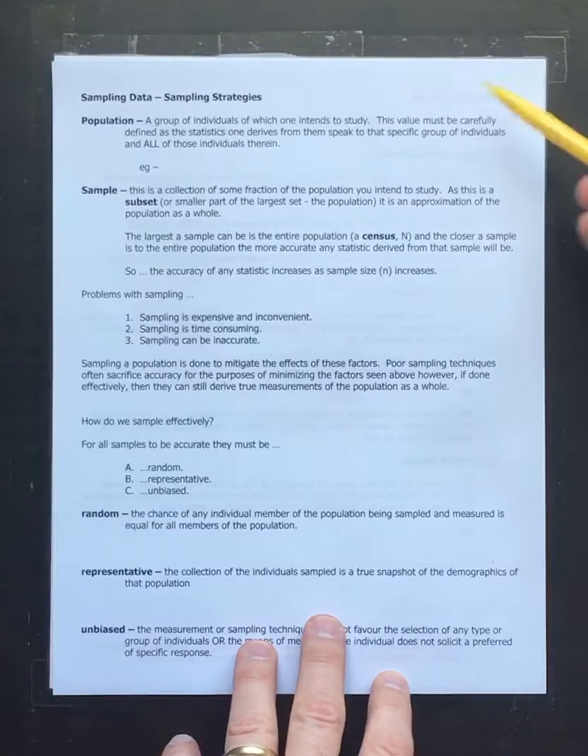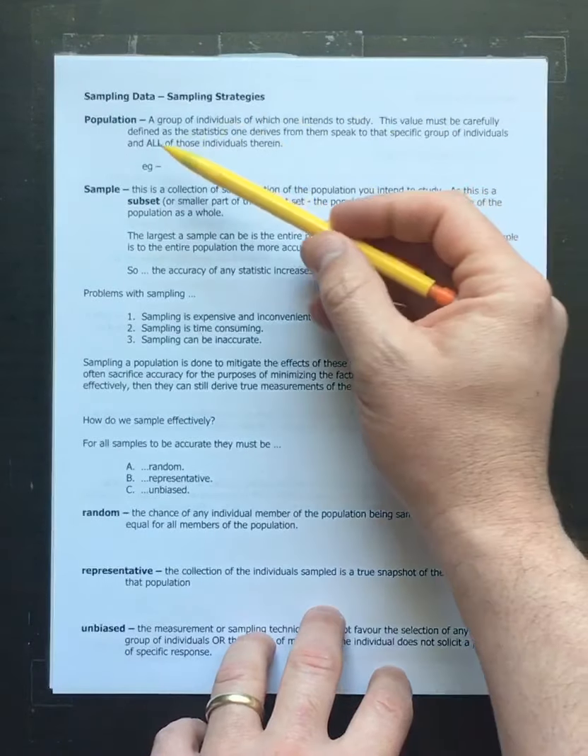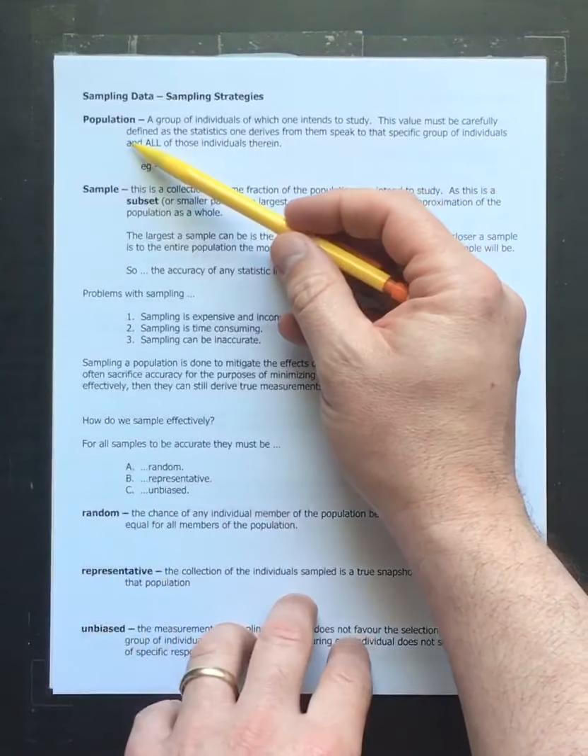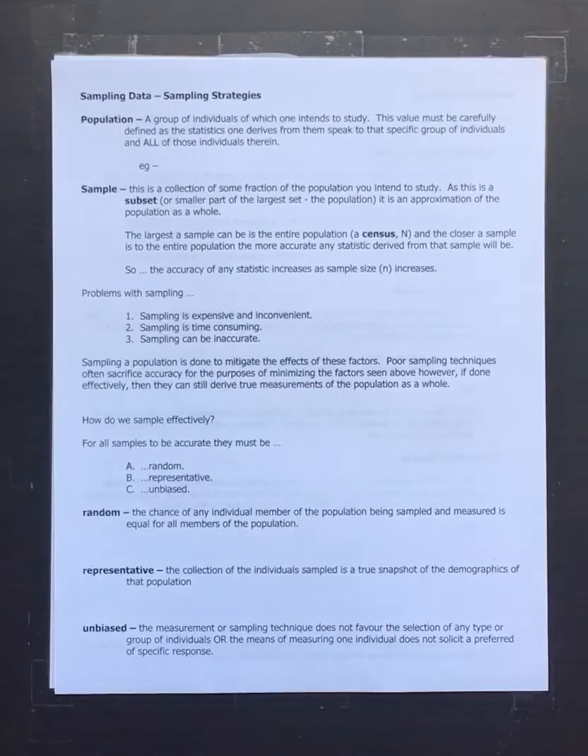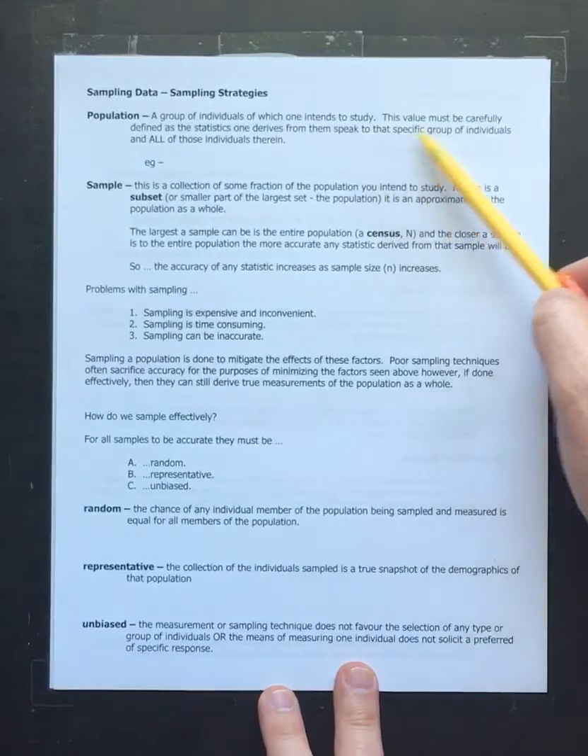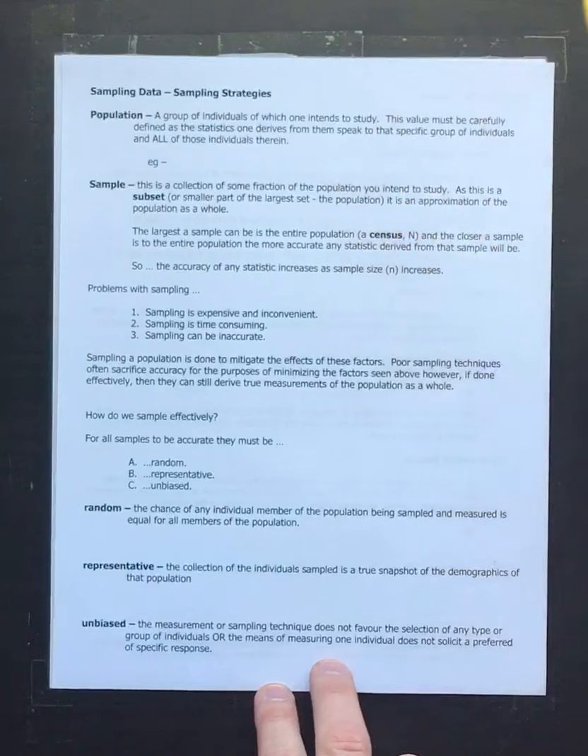Okay, anyway, so sampling strategies. First of all, let's talk about really what we're talking about, which is a population. That's the group of individuals that we want to talk about, we want to summarize, we want to make predictions about, we want to do statistics on. So it's a group of individuals one intends to study. This value must be carefully defined. You have to know what your population is.